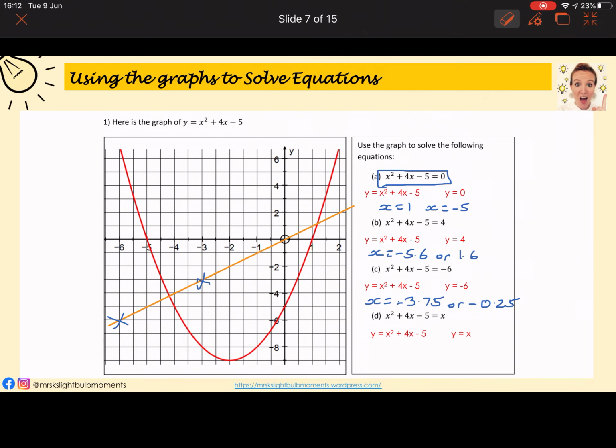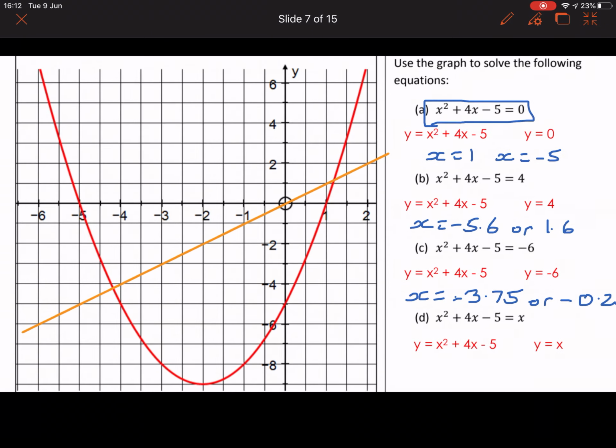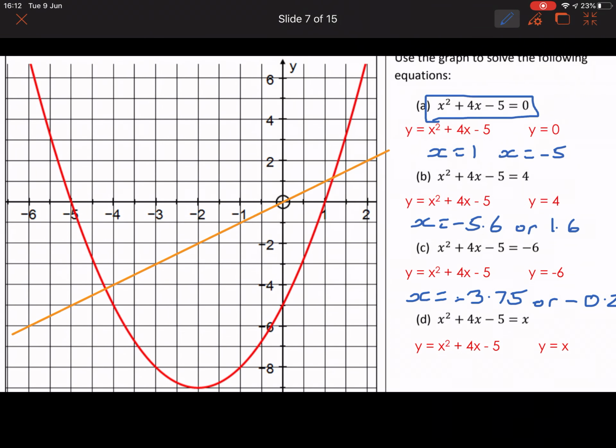So now we've got that, we can work out our two solutions. Let's just scribble out my crosses. Can we work out where it intercepts? We've got a positive solution of x equals, what do we think, 1.2? And then a negative solution of minus 4.2.